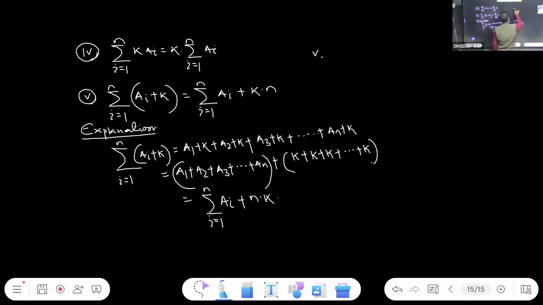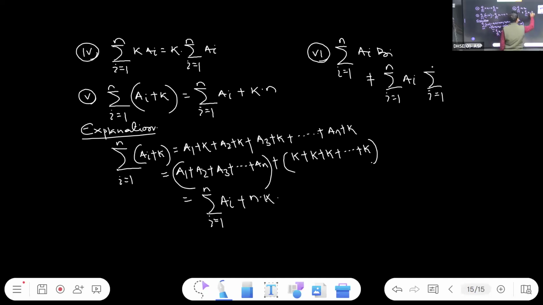Sixth one is sigma i equals 1 to n of ai into bi is not equal to sigma i equals 1 to n ai into sigma i equals 1 to n bi.